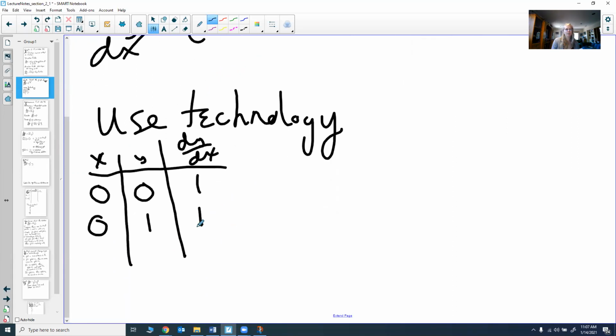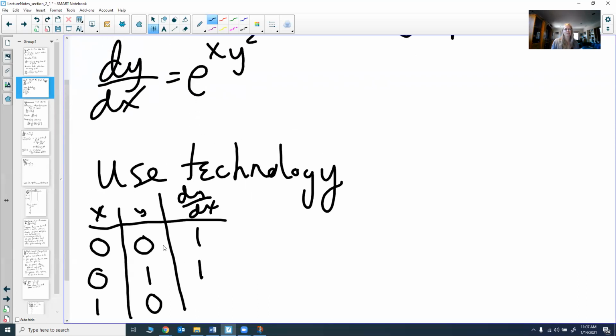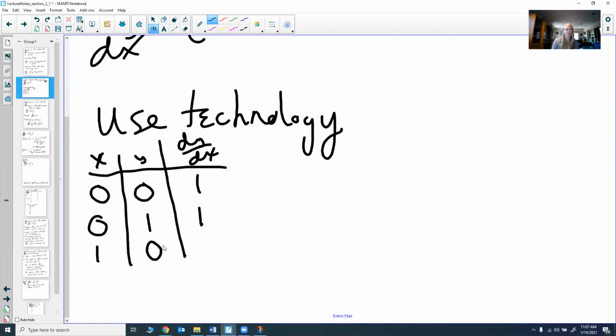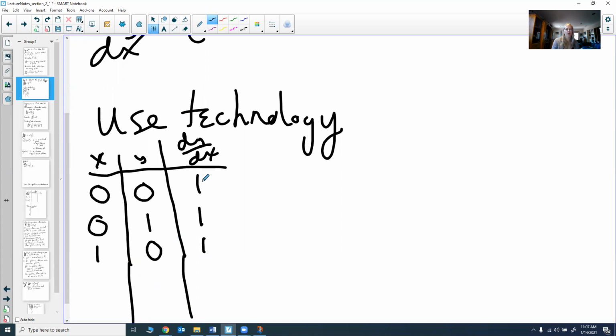So let's pick x to be something different. Let's pick x equal to 1 and y equal to 0. Well, again, same thing. If y is 0, you've got e to the 0, which is still 1. So anytime y is 0, you will also have a slope of 1. So those are kind of boring. Let's pick something totally different. Let's pick x equal to 1 and y equal to 1. Then we have e to the 1, which is about 2.7.